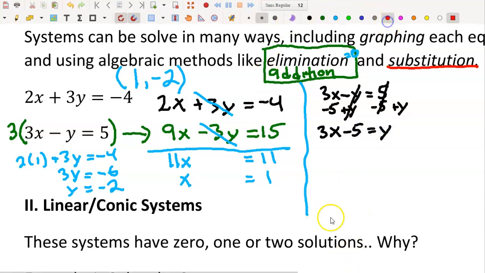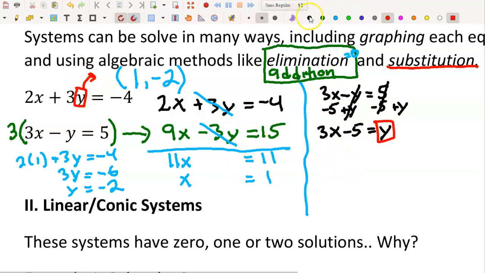Okay? So this y is the same as this y. They're the same exact value. We just don't know what the value is. That's what we're trying to figure out, but they're the same number. So I can take this equation and replace this y, take it out, and then put 3x minus 5 in its place. Hence, substitute it.